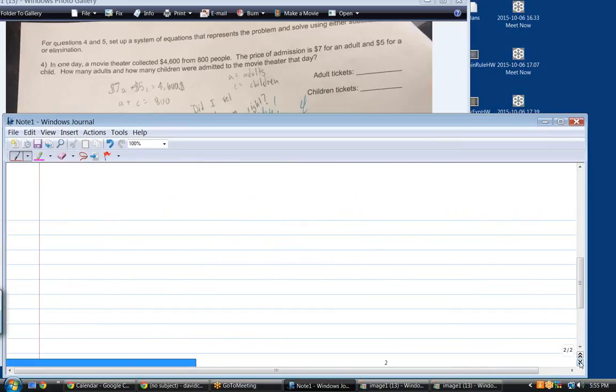How many adults and how many children were admitted to the movie theater that day? Well, let's come up with some variables. How about x equals adults, or A and C are fine. I'll use the variables you put there. But I might add one thing: A doesn't equal adults. A equals the number of adults. And just adding that verbiage helps a lot.